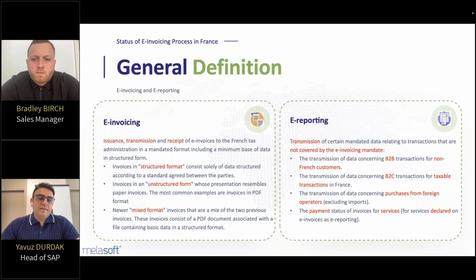In addition to e-invoicing, there is a complementary process called e-reporting, which covers the transmission of certain mandated data that are not covered by the e-invoicing process, because e-invoicing usually covers business-to-business and business-to-government transactions, but there are some transactions that are not within the scope. For instance, business-to-business transactions for non-French customers, or business-to-consumer transactions that are taxable transactions, of course, and also purchases from foreign operators, excluding imports, and finally, the payment status of invoices for services. For these transactions, e-reporting is the main transmission format that is required by the tax authorities.